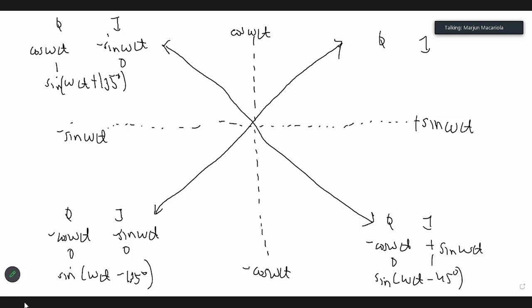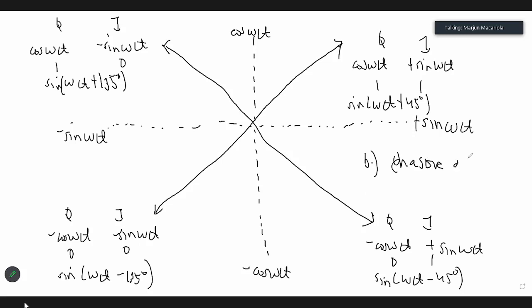So, ganun din dito. Cosine omega ct positive sine omega ct. So, positive, 1, 1. Ang output nila ay sine omega ct plus 45 degrees. Yan. So, this is your letter B. So, this is your phasor diagram. So, that is how you construct the phasor diagram. Nakuha? Nagets?